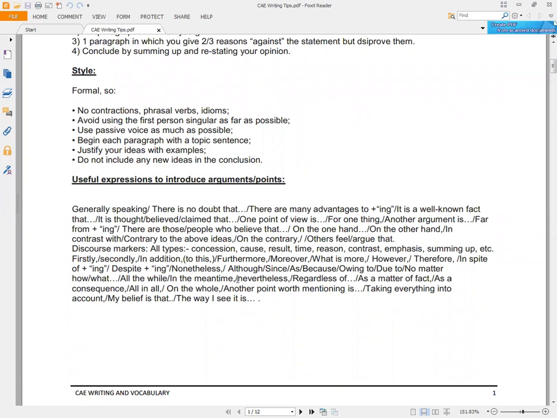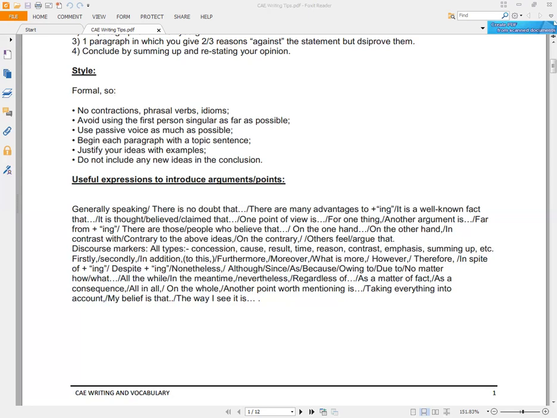Now we are with useful expressions to introduce arguments, points, and so on. Generally speaking, there is no doubt that those are useful ways you can use while writing formal essays. There are many advantages to, and notice that this expression must be followed by a verb in ing. For example, there are many advantages to using social media in learning a language.